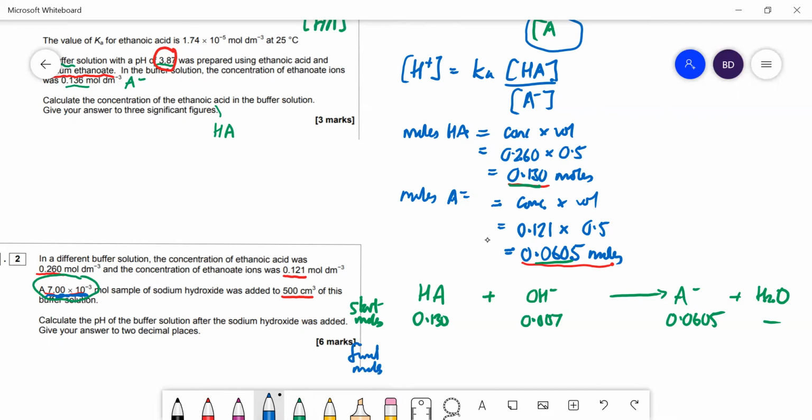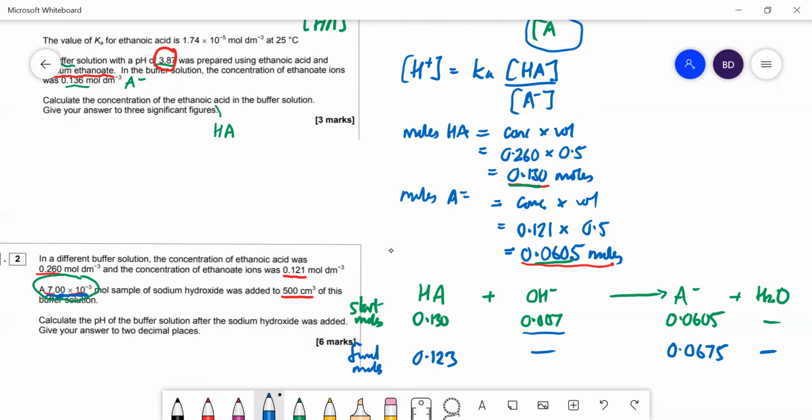So let's now do final moles. Right, so the HA is going to go down by that much. So that's 0.13 minus 0.007, which gives us 0.123. And the A minus is going to go up by 0.007. So that's going to go to 0.0675, sorry. Okay. Again, we don't care about that. We're going to presume all the OH minus is gone.